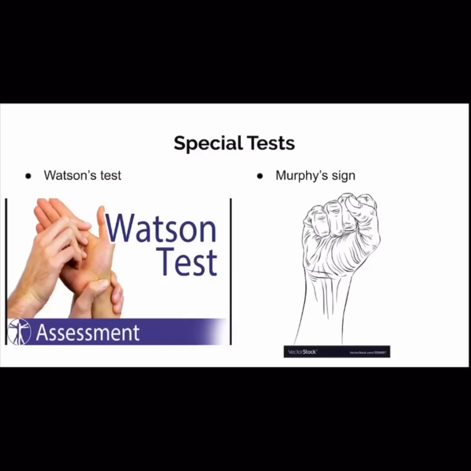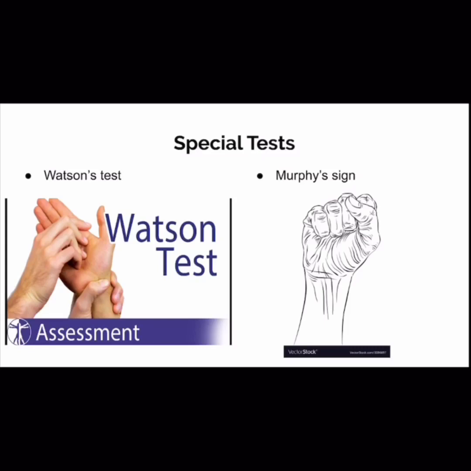The special tests for this injury are the Watson's test and Murphy's sign. For Watson's test, the patient will position their arm as if they were about to arm wrestle someone, and the examiner will place one hand, specifically the thumb, over the scaphoid.